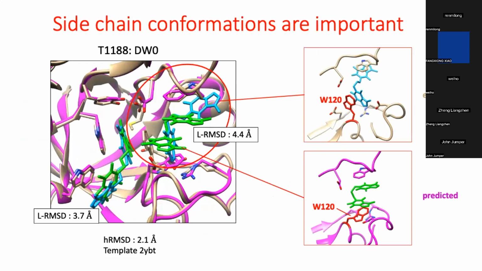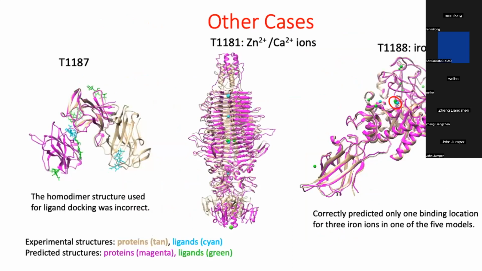The structure prediction is almost right, but because of this side chain difference, the tryptophan 120, we didn't get it correct. However, if you look at this, the ring stacking is pretty good in the predicted binding mode. In the experiment, it's also forming a ring stacking, but the conformation of the tryptophan is different. Therefore, we didn't get a good enough prediction.